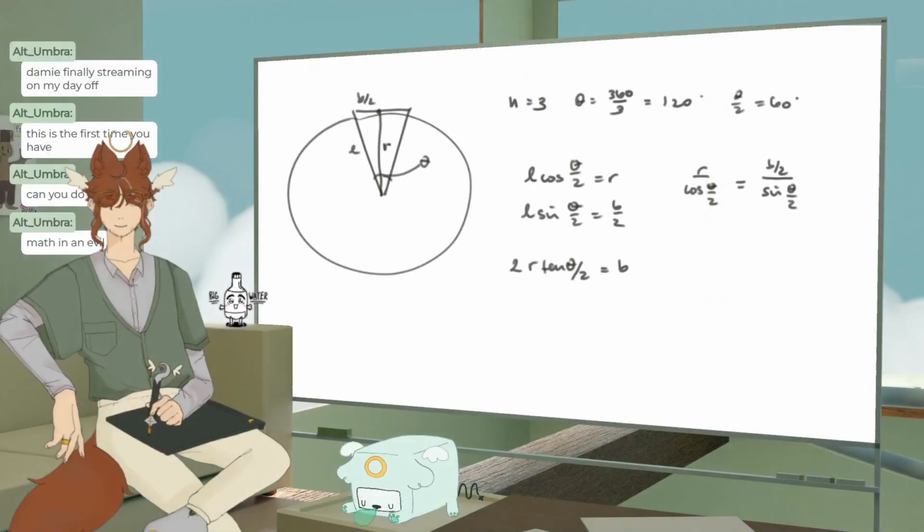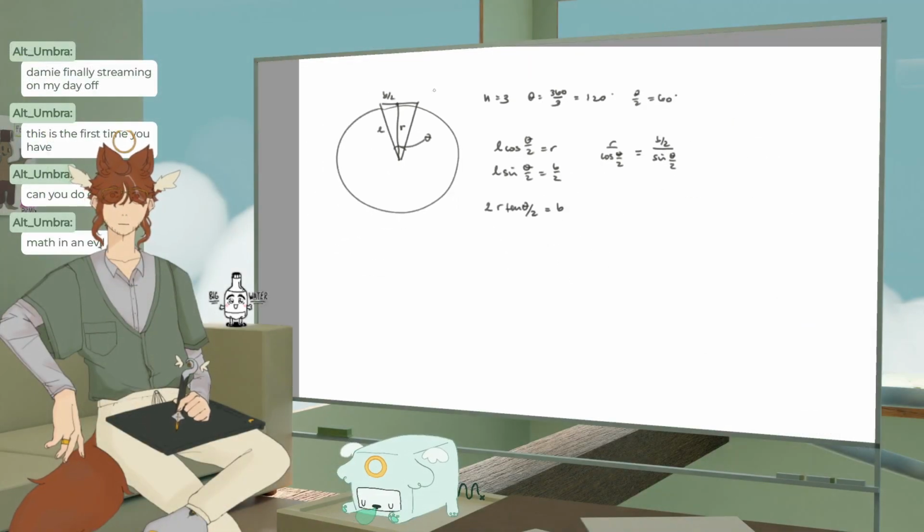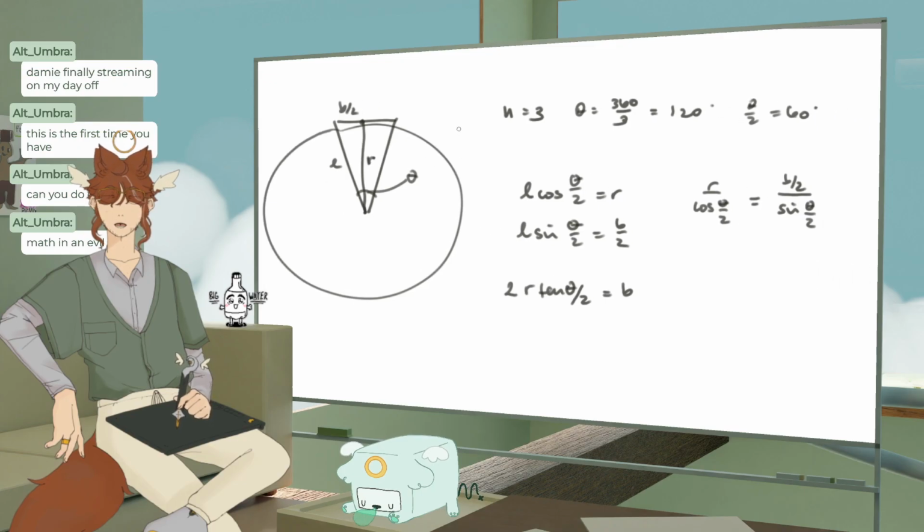Let's go back to the drawing board, guys. Okay. Something about this formula is not right. L cosine theta over 2 is r. That's right. And then L sine theta over 2 is b over 2. Which is right.